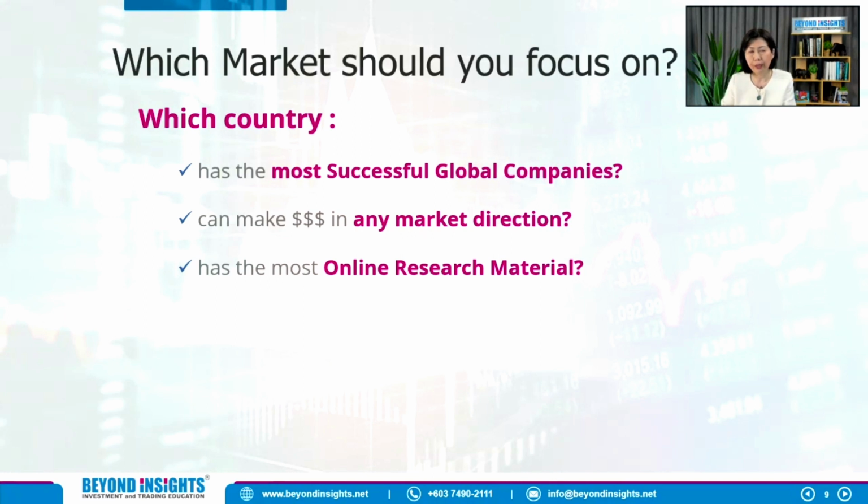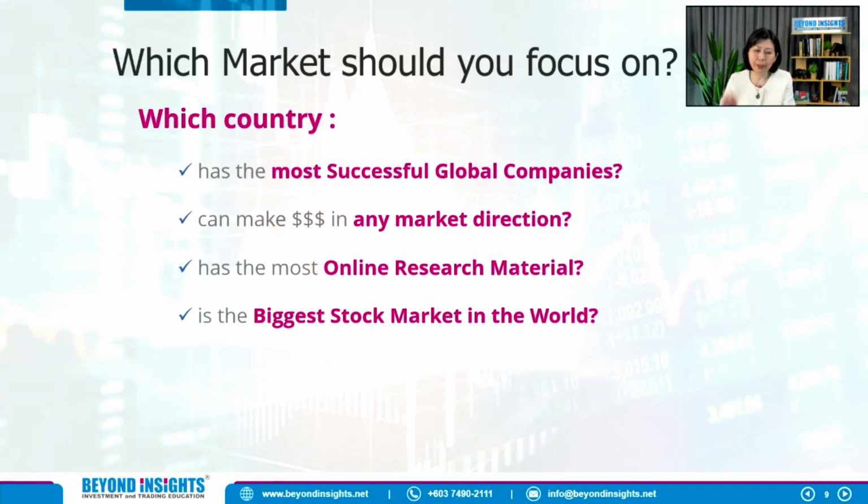It's more difficult to find information for you to do a lot of this research compared to the US market, which has a lot of very in-depth research and also a lot of free information. And number 4 is the US is the biggest stock market in the world.